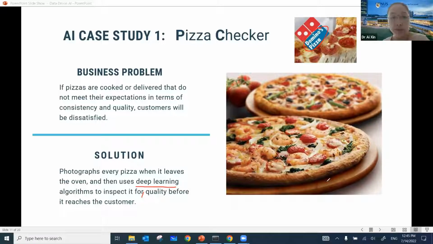There are many pre-trained models you can use, and on top of that, you fine-tune the model using your pizza images. So Domino's Pizza definitely has many images of pizza. They can take a lot of pizza images and label them and use those images to fine-tune the pre-trained model. And then they can use that to check pizza quality. Okay, so it's not only a high-tech company that can use deep learning, small businesses can also use it.